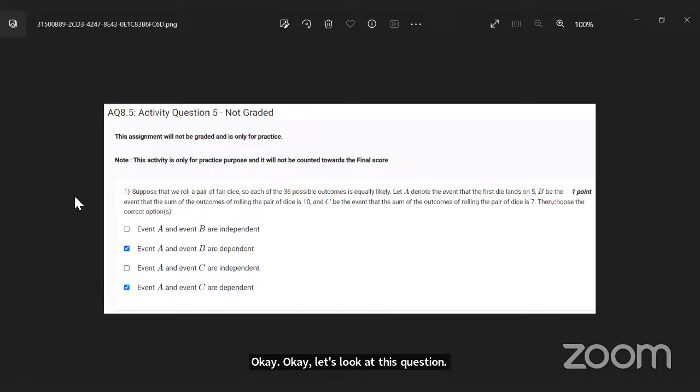All right. So here we have to check whether events A and B are independent, or A and C are independent or not. So what is the doubt here? I think this is a very straightforward question. Ma'am, tell me. Some of the outcomes of event A, the event that the first tile lands on 5: the outcomes would be (5,1), (5,2), (5,3), (5,4), (5,5), (5,6). So the probability of A is 6 by 36, which is 1 by 6.